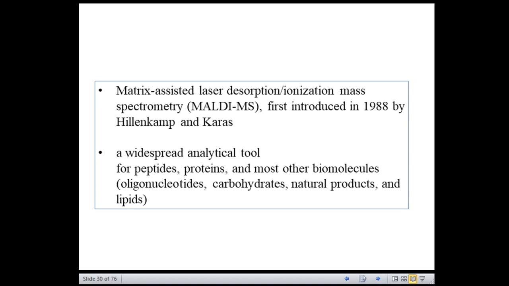From this session onwards, we will discuss the basic MALDI concepts and instrumentation, and then we will focus on applications in the field of peptides and proteins, especially because the orientation is to understand the MALDI tool with reference to peptides and proteins.